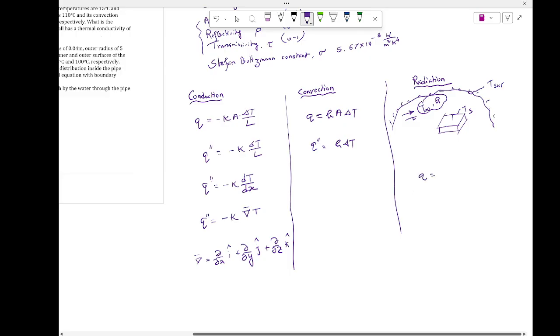Now the q equation, I don't know if you remember, again q is the heat rate, you know that. So this q radiation equation would be epsilon sigma A, Ts to the power 4 minus T surrounding to the power 4. You remember that equation? That's the radiation equation. I know you have implemented this in different homeworks. You are literally masters of this right now.